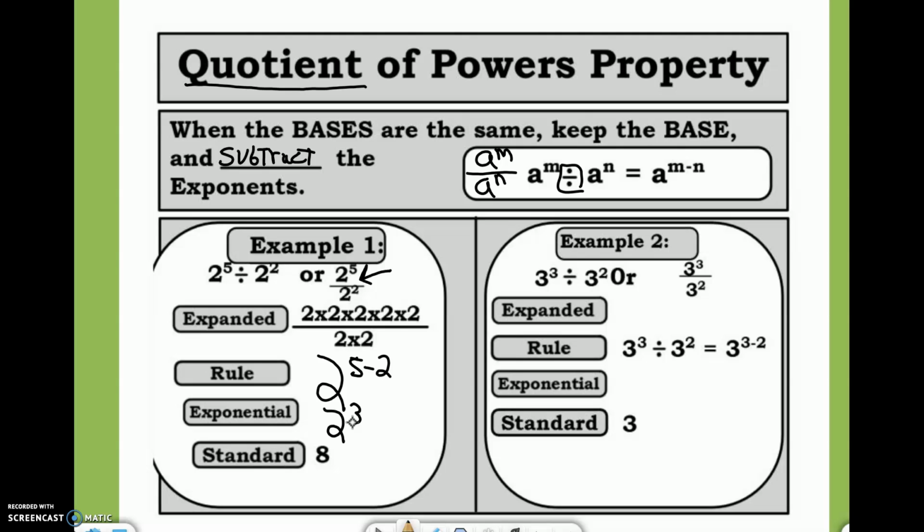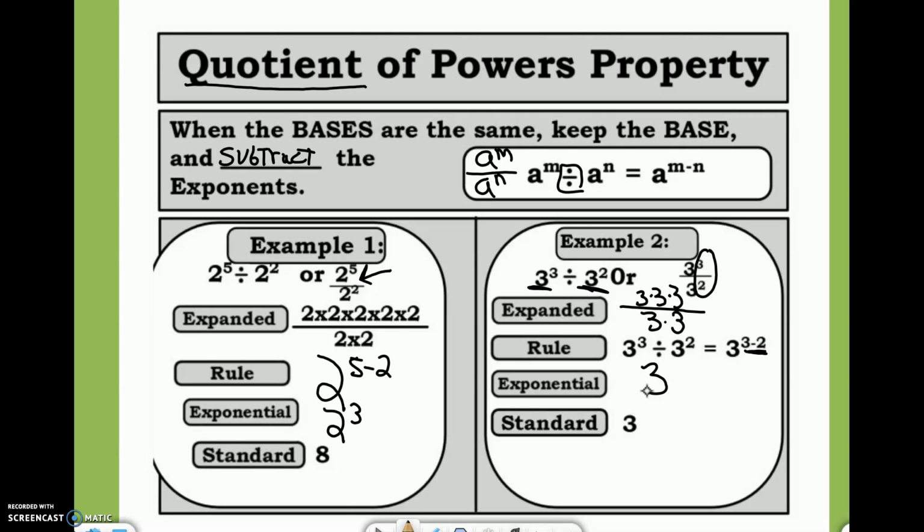All right, so here's another example when you have 3 as your base. So if we expanded this, that means we have 3 3's on the top. We have 2 3's on the bottom. The rule states that we just subtract the exponents. So we're going to keep the base. 3 minus 2 is 1. And that would be 3 in standard form. So that is our second rule.